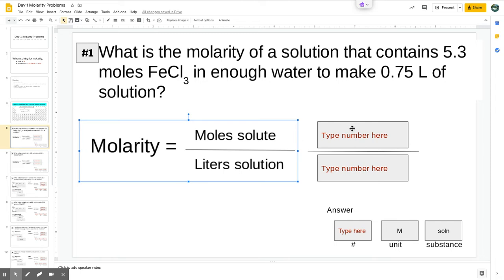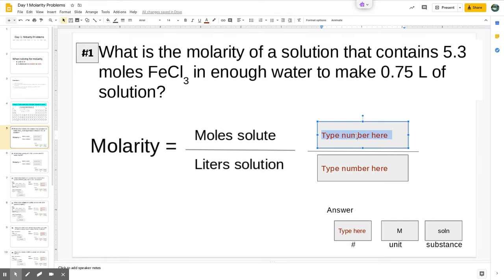Sometimes it's so easy, you just find both numbers in the question. So you'll see we have 5.3 moles and we have 0.75 liters of solution. So you're going to be able to type in this box 5.3 moles. In the bottom box, you're going to type in 0.75 liters of solution. And it's as easy as just doing 5.3 divided by 0.75. Whatever you get, you'll type the number here. And for this first example, I gave you the unit is capital M and the substance is solution.